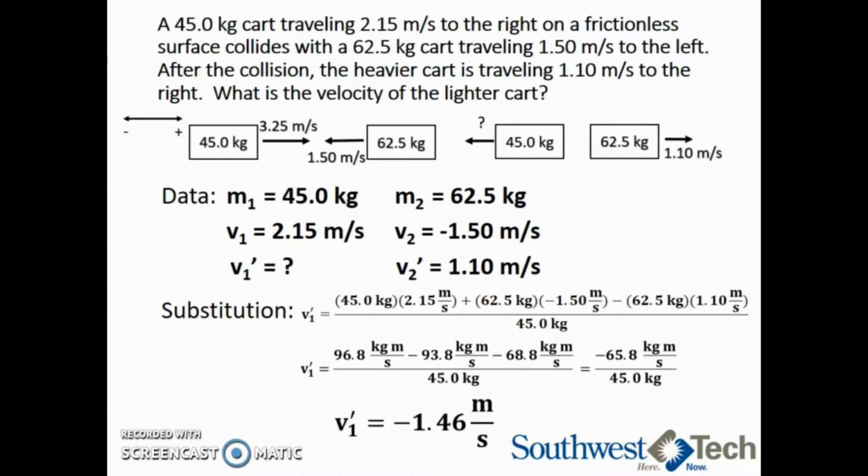After we divide, we see that the lighter cart V1 is traveling negative 1.46 meters per second, or 1.46 meters per second to the left after the collision. This concludes our elastic collision example.